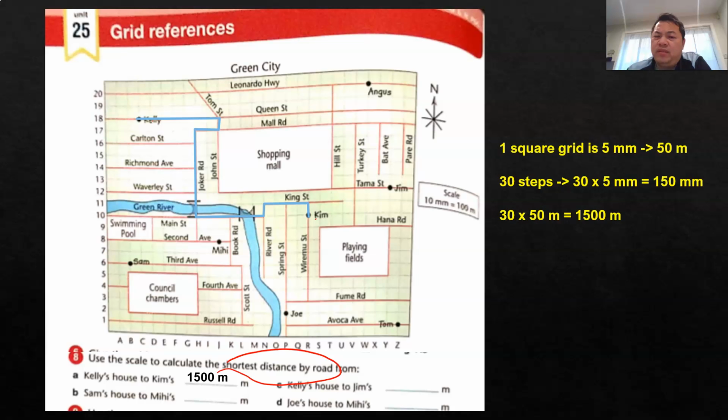Guys, give it your best shot to answer this question. I know it's not easy. The things you need to know, like I said, are the conversion: one square grid is 5 mm. So go and count the number of steps taken by the person, and then you solve the answer. Got it?